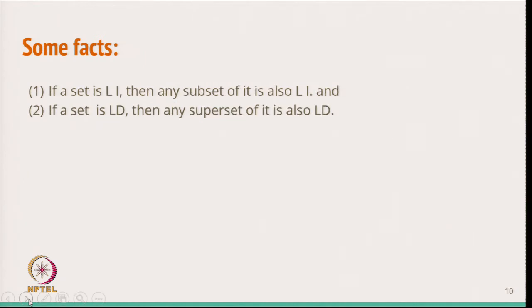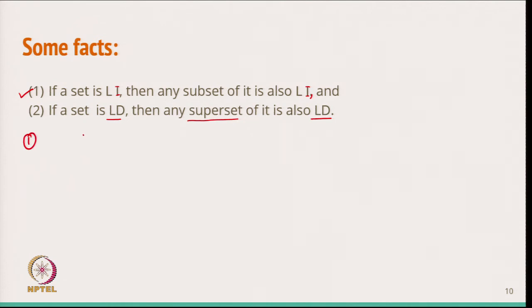Now, another fact is this. If a set is LI, meaning linearly independent, then any subset of it is also linearly independent, and if a set is LD, linearly dependent, then any superset of it is LD. So, let us do the first one.